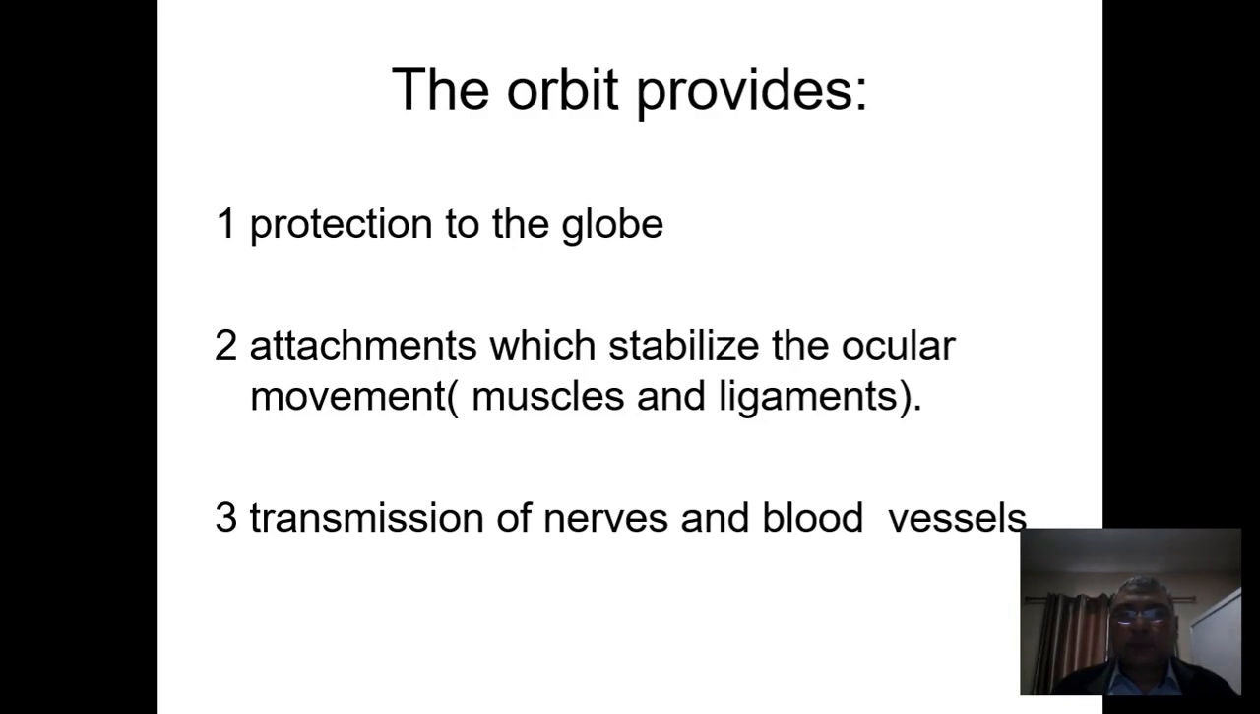It also gives attachment to the extraocular muscles and ligaments, stabilizing the ocular movement, and it has the apex, in which there is a foramen for the passage of the optic nerve. There are superior and inferior orbital foramina through which pass the nerves, blood vessels and veins to the orbit.